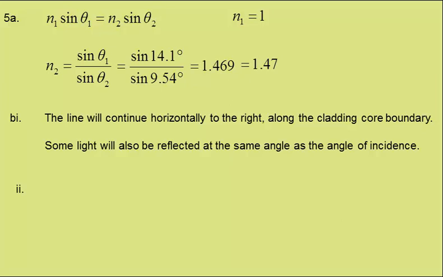In part 2, we're asked to find the critical angle. Well, the critical angle, from the diagram, using the rule that the angles in a triangle add up to 180, comes out at 80.46 degrees.